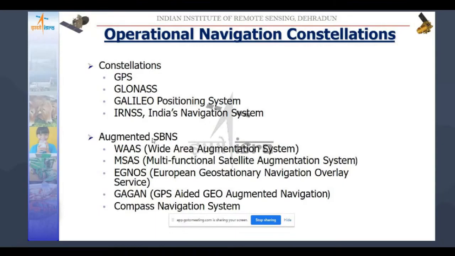Okay, so that is basically called augmented. We are taking support from another satellite apart from the regular constellations. Similarly, we have the Wide Area Augmentation System from the US, the Multifunctional Satellite Augmentation System, EGNOS, the European Geostationary Navigation Overlay Service, and in India we are using GAGAN. It means we use the GPS signal, and in that we add extra information using the geo satellite. Okay, so GPS, GAGAN, the GEO Augmented Navigation system, and the Compass navigation system. So these are the augmented systems, and these are our regular navigation systems.